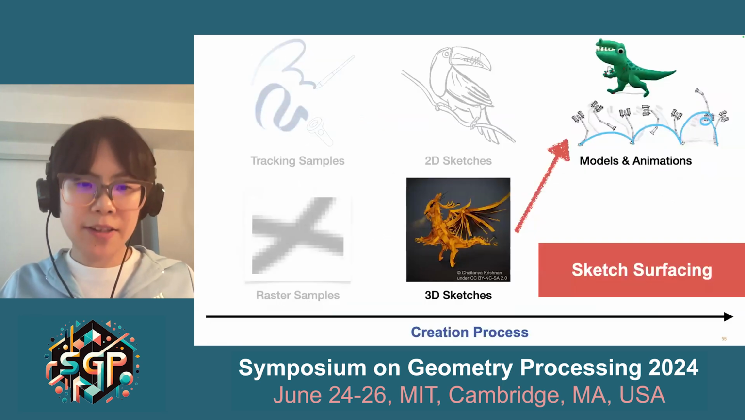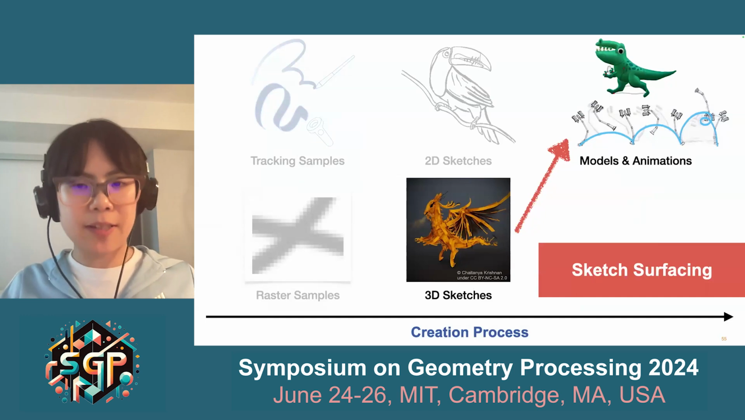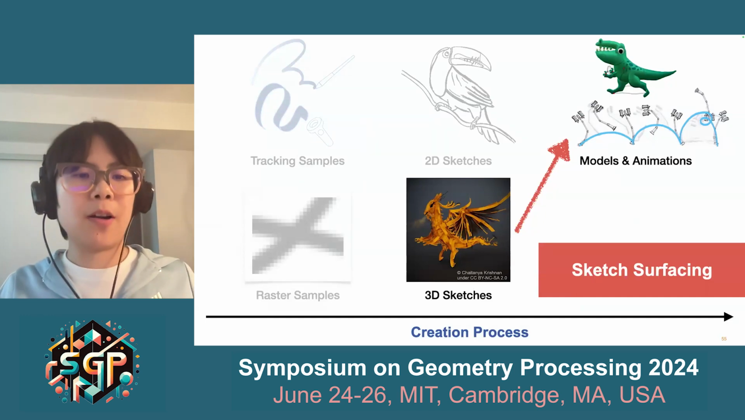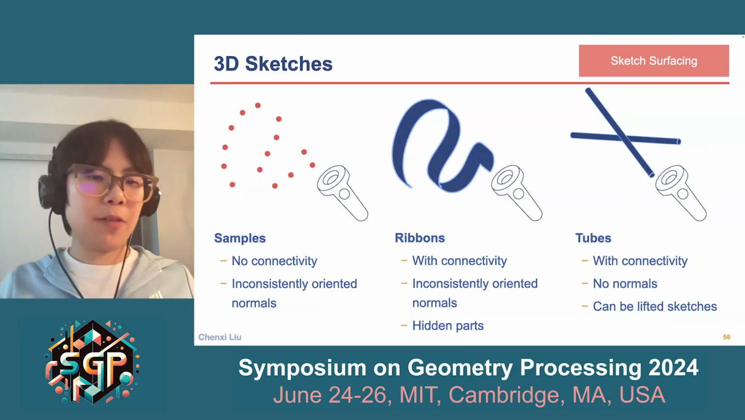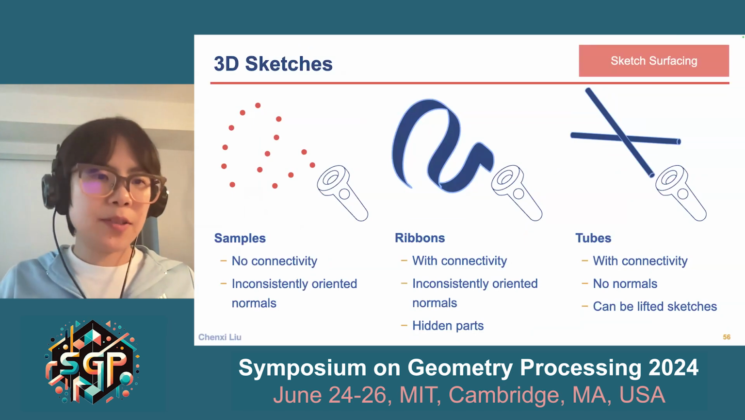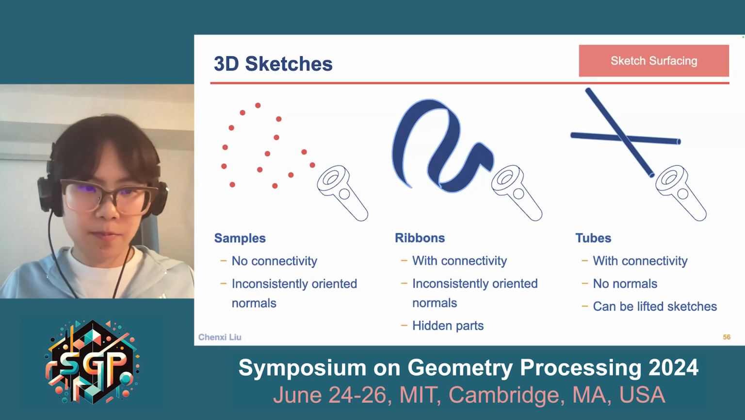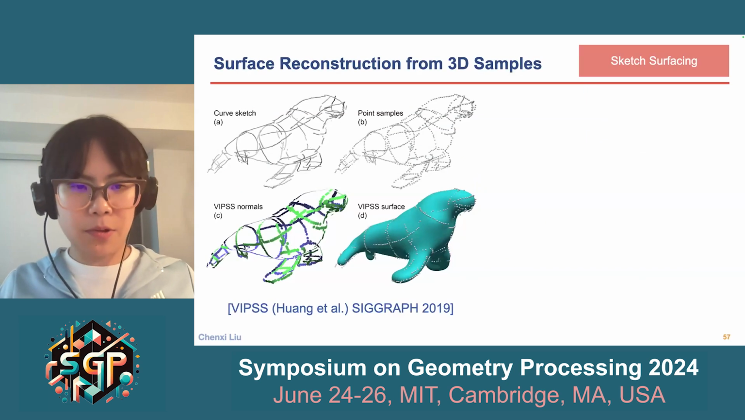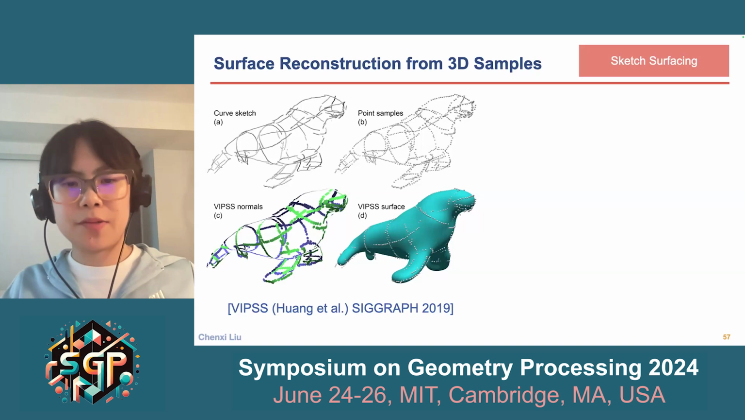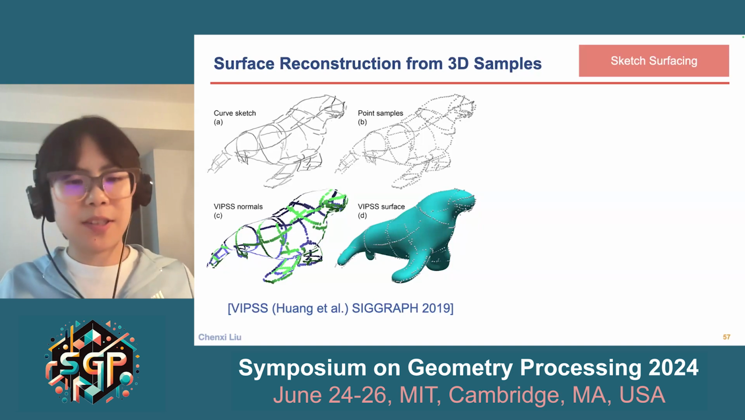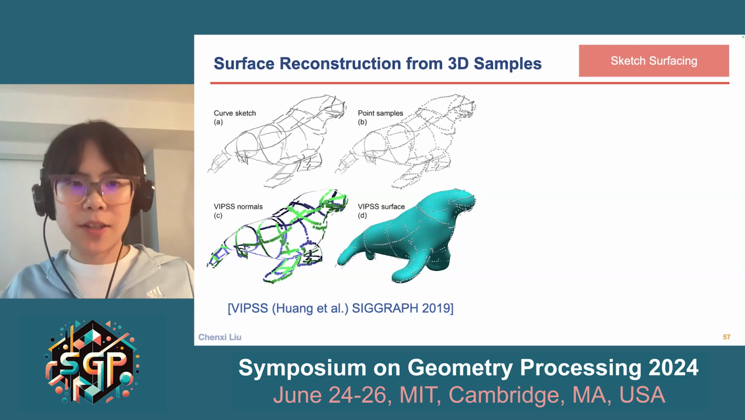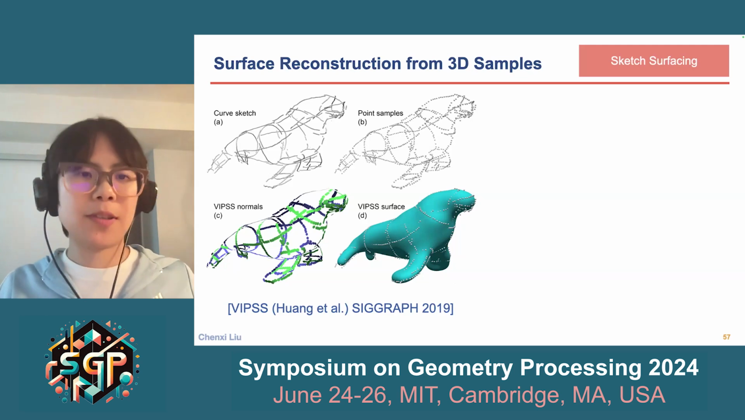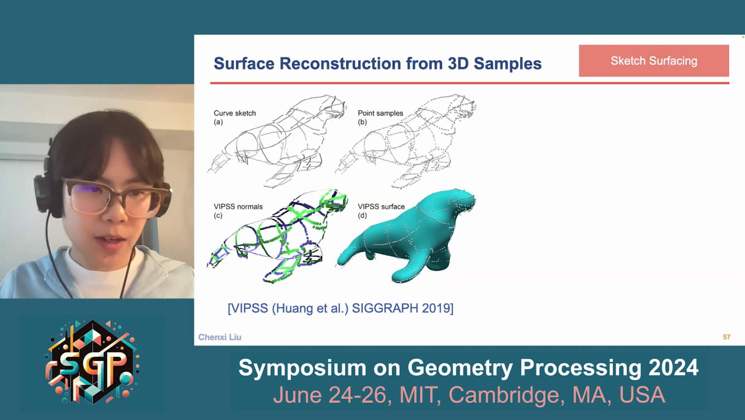Apart from lifted 2D sketches, we now also have sketches natively created in 3D. They can be from some types of VR drawing. This together motivates the problem of surfacing 3D sketches. Recall that we have three types of inputs for this method. We have point samples, we have ribbons, and we have tubes. For 3D points input, there's a lot of overlapping with surface reconstruction, but unlike regular surface reconstruction, the distribution of points is more uneven. So we can see here, we only have the samples along the stroke center lines, but not really in between them.